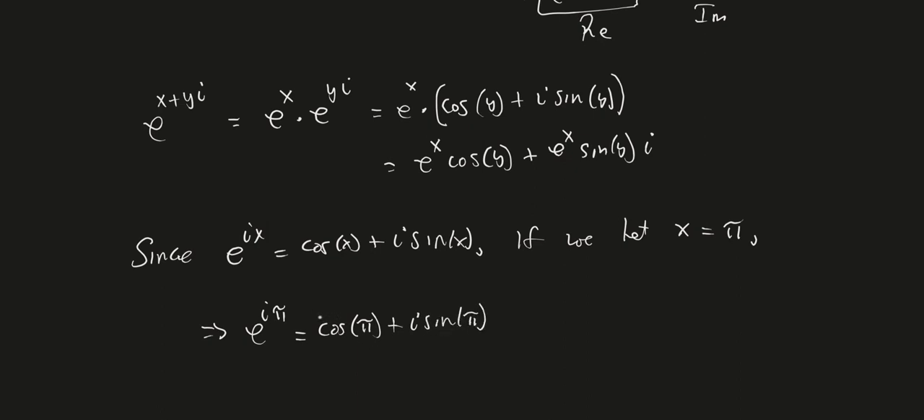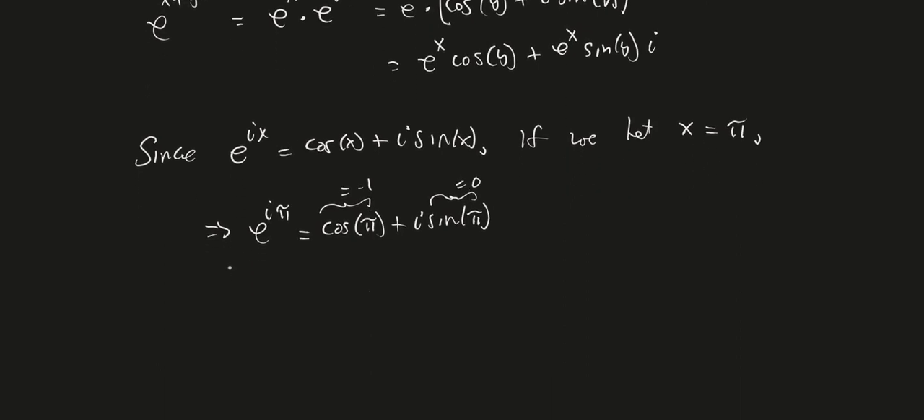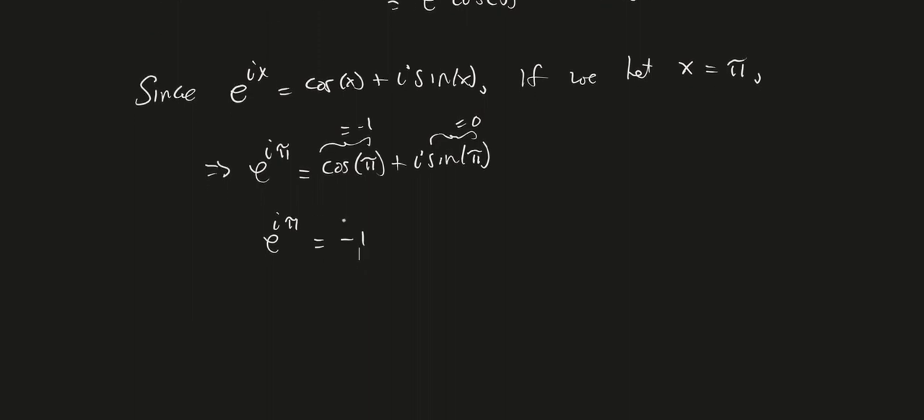But the cosine of pi we know is -1. And we know the sine of pi is 0, right? So this term here is -1. This term here is 0. So what does that mean? Well, this means that e to the i pi is equal to -1. And if I add 1 to both sides, I get this remarkable equation. E to the i pi plus 1 is equal to 0, right?